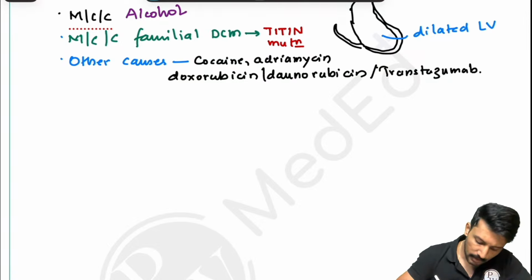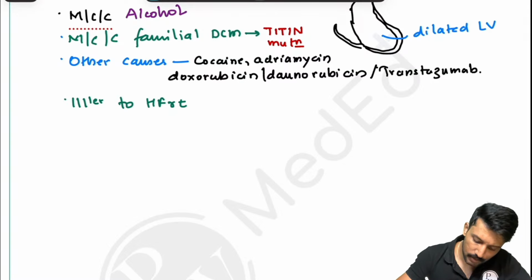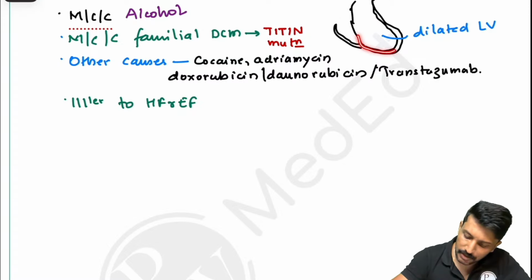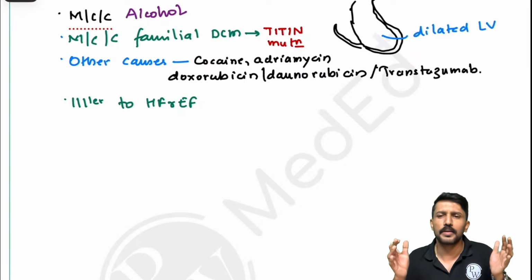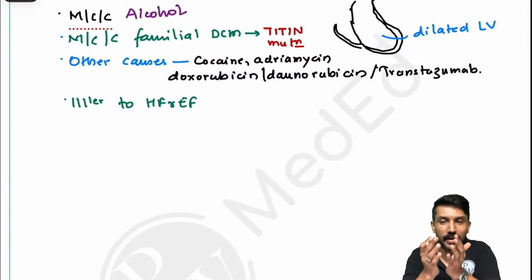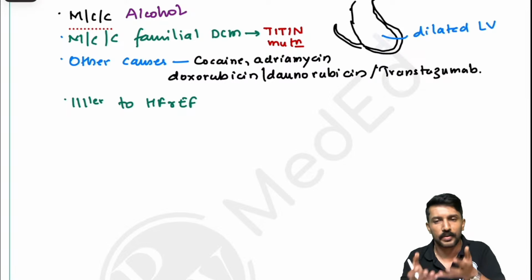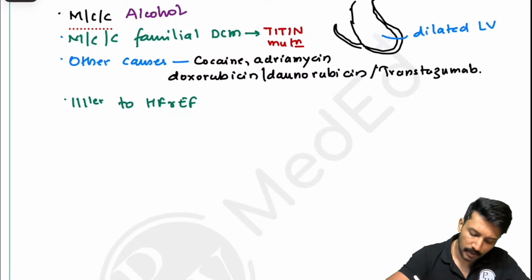Now, in terms of clinical features, they present with features similar to heart failure with reduced ejection fraction, because here the dilatation is because of the atrophy of the left ventricular muscle mass. So if it is atrophied, it cannot generate sufficient force of contraction to eject the blood. So ejection fraction will be down. We will have heart failure with reduced ejection fraction.